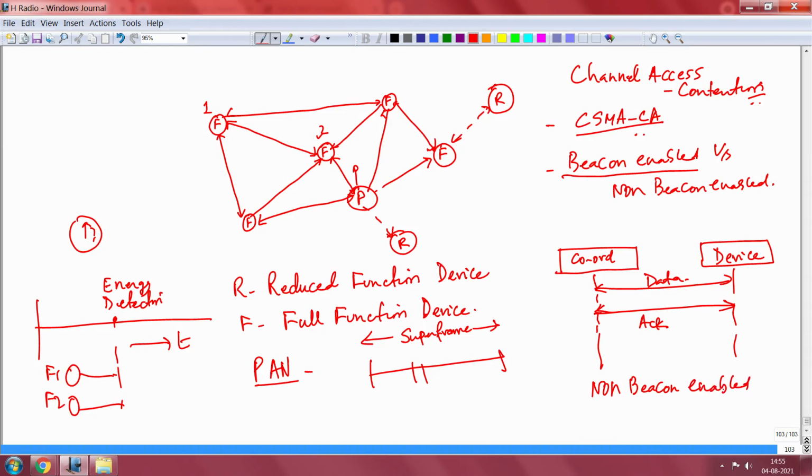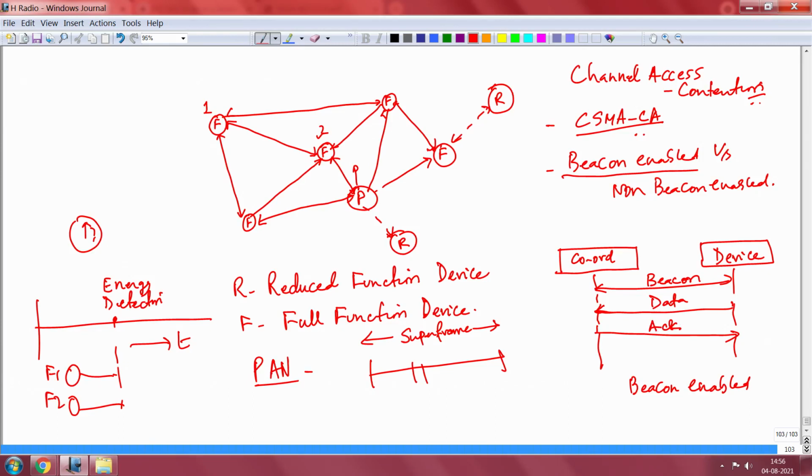And for the beacon enabled, what would you do? In beacon enabled, I'll do some nice things here. What I'll do is, I'll send out a beacon. Who sends it out? The coordinator sends out a beacon. This guy sends out its data, but not in this direction. It will be only in this direction, and for which the coordinator may give an acknowledgement. So, you will have three arrows in either direction in the beacon enabled mode.